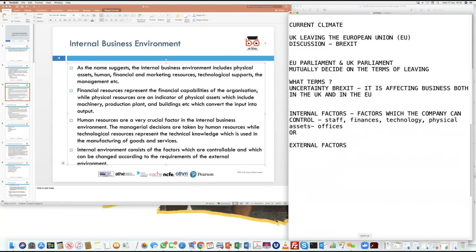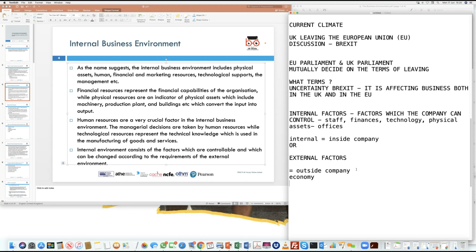Yes, go ahead. Internal factors is inside the company. Absolutely correct. So internal factors is basically nothing but inside the company, and external factors is something which is outside the company. Okay. So what are the factors outside the company?